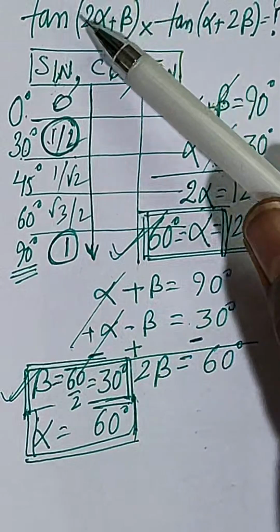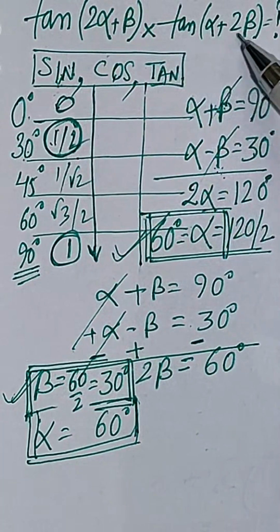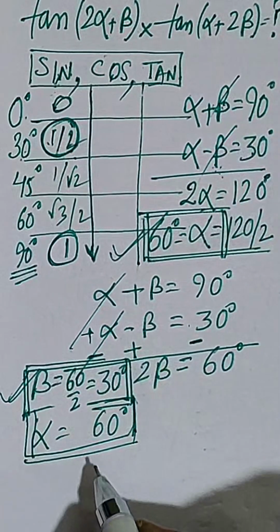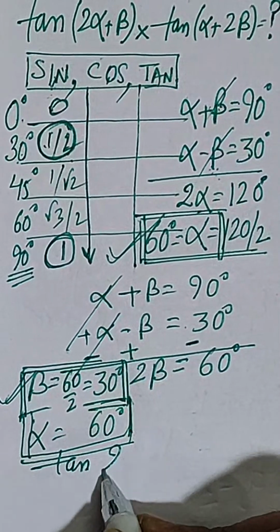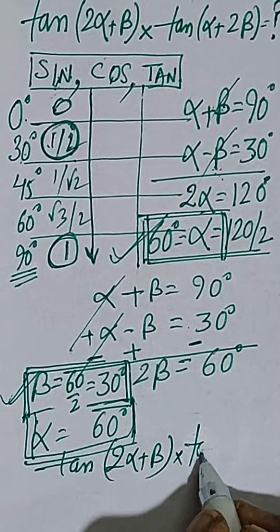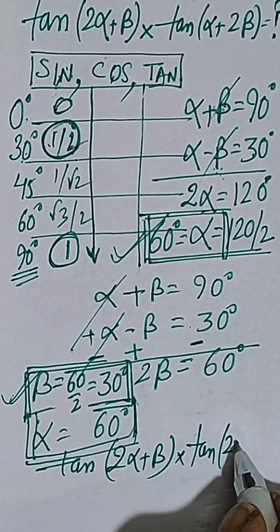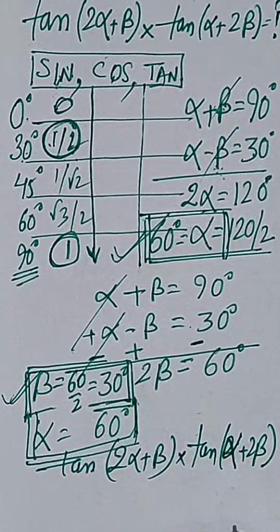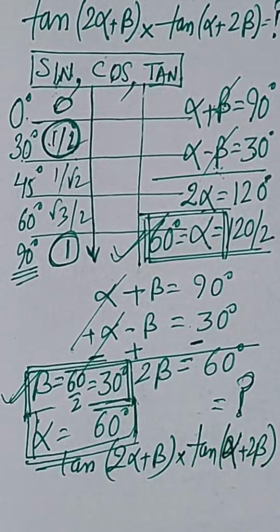Now we are going to find the value of tan of 2 alpha plus beta multiplied with tan of alpha plus 2 beta. Then we can write tan of 2 alpha plus beta multiplied with tan of alpha plus 2 beta. This we are going to calculate. This is equal to how much, right?